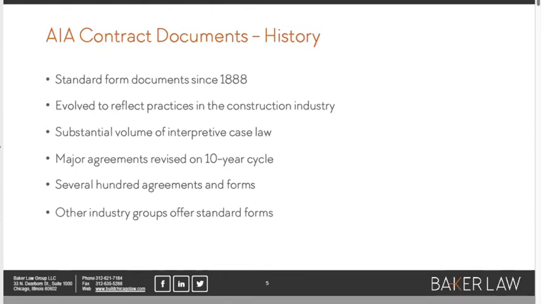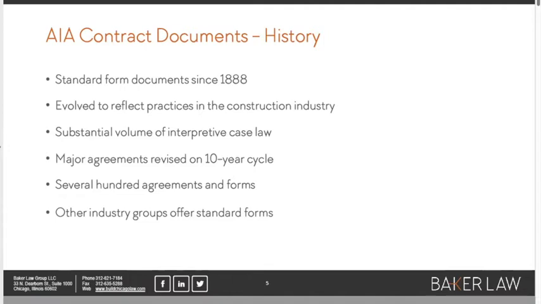What a lot of you probably know is that the AIA has been producing standard contract forms for more than a century. Most of the major agreements like this one, the A201, are revised on a 10-year cycle. So the A201 2017, which is what we're going to talk about today, is going to be good until 2027. If you invest a little bit of time learning about this, it won't be wasted time, because this is likely to be relevant for a while.